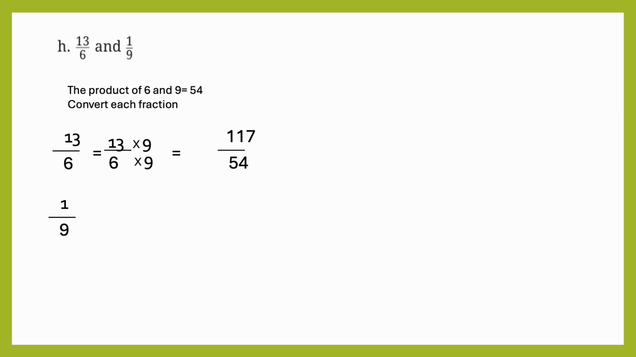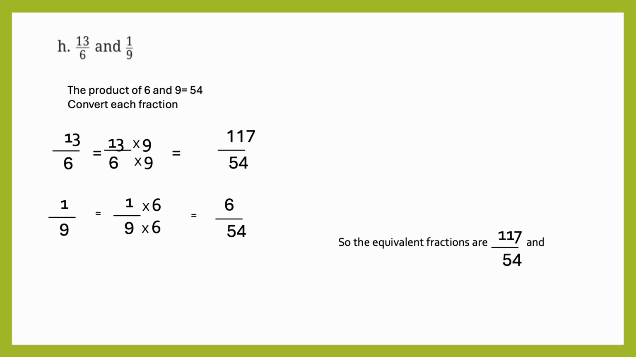Then see the next fraction, 1 by 9. Multiply both 1 and 9 by 6. So 1 into 6 is 6, 9 into 6 is 54. So the equivalent fractions are 117 by 54 and 6 by 54.